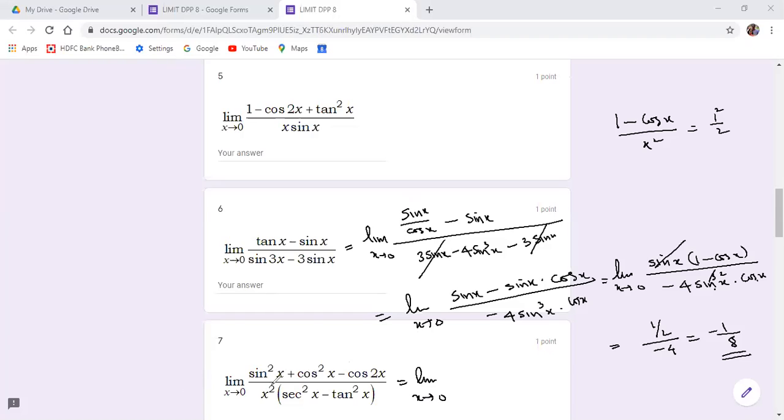Sir, sin square x plus cos square x is 1 and sec square x minus tan square x is also 1. Right? This one is easy. This is only 1. So your answer is k square by 2. Square upon 2. Answer is 2.